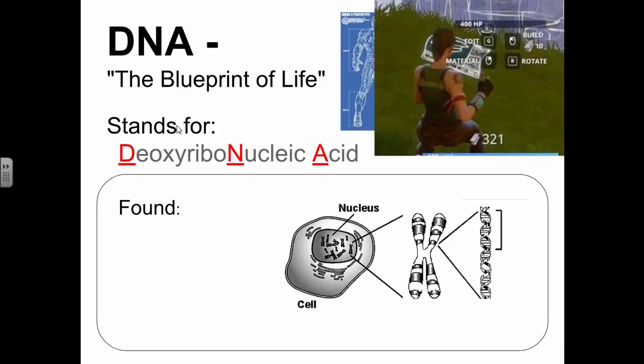So the word DNA, the three letters, stands for deoxyribonucleic acid. Basically, DNA is just a very large, very long strand of a chemical called deoxyribonucleic acid. Go ahead and write that down. That's where DNA comes from. Deoxyribonucleic acid.